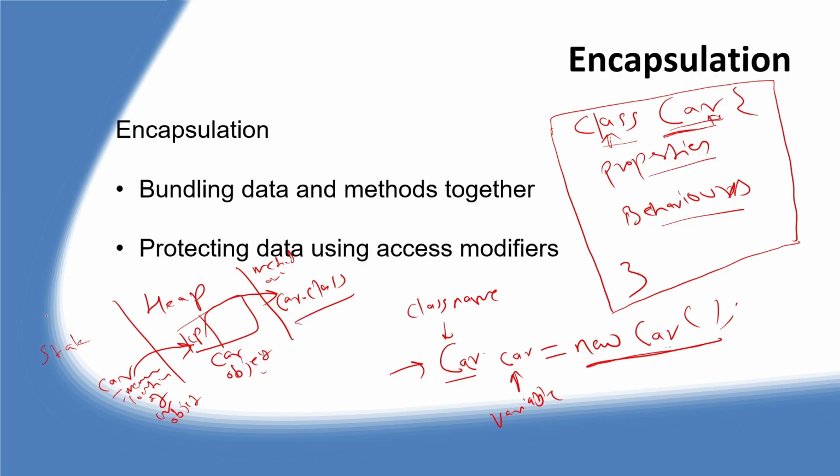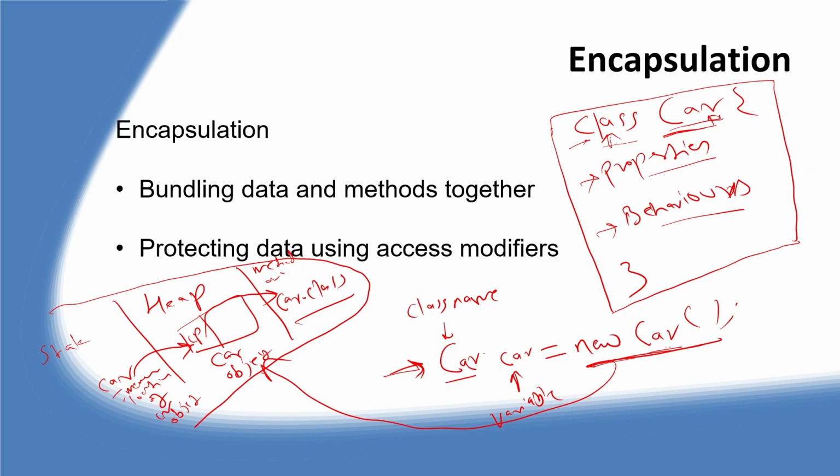So this is the internal memory representation. We have already discussed this in the previous video, but my intention is to let you know that the structure of a class is somewhat like this. It will have properties and behavior. This is a class, and how do we create an object of this class? Using the new keyword, new class name. This will create an object in the heap memory.